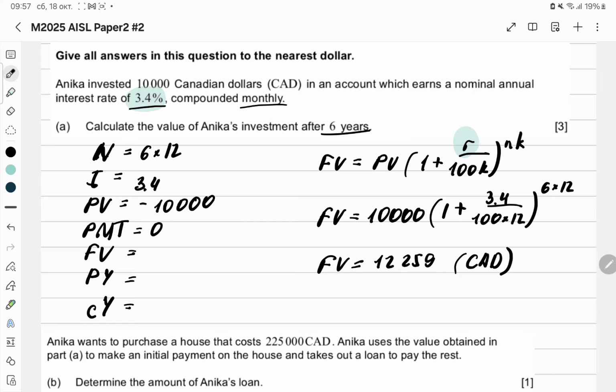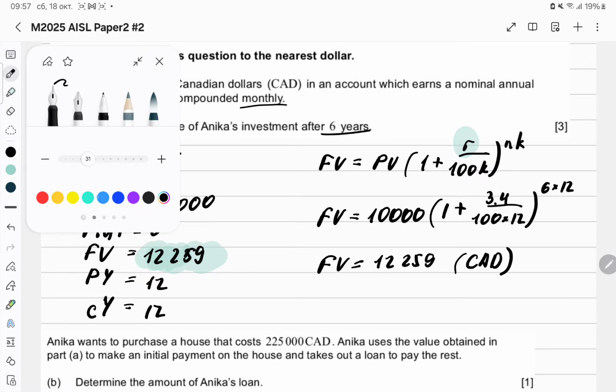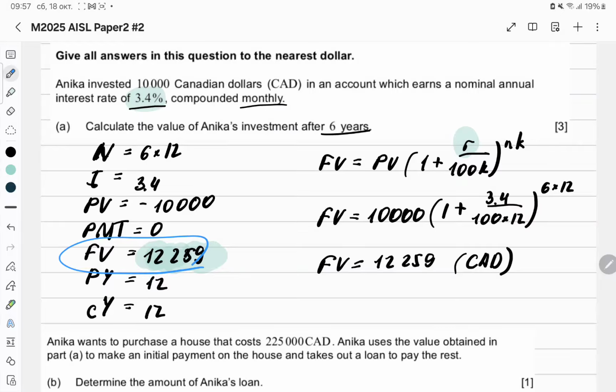Future value is the question here. That's why let's leave it empty so far. And the PY and CY, payment and compounding periods per year, is 12. Okay, and now future value. So using the calculator, you will obtain absolutely the same amount as using the formula. So that's why you can use any option. It is 3 marks. It means that it should take about 3 minutes.